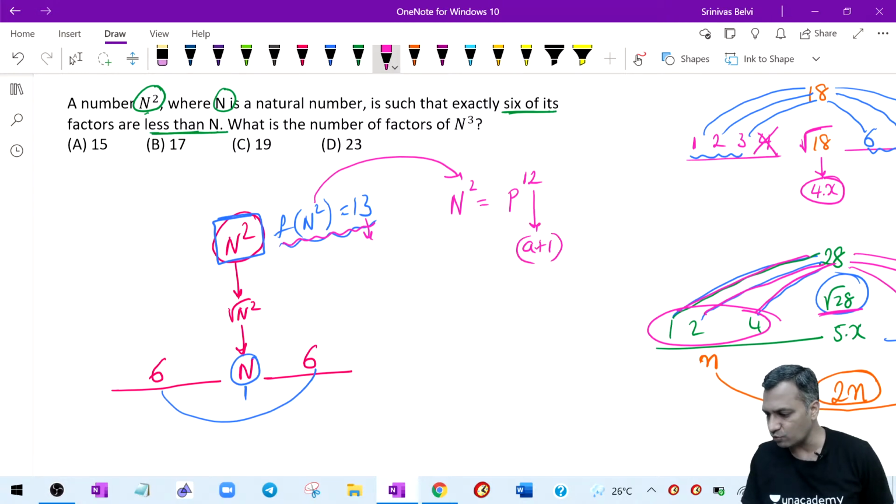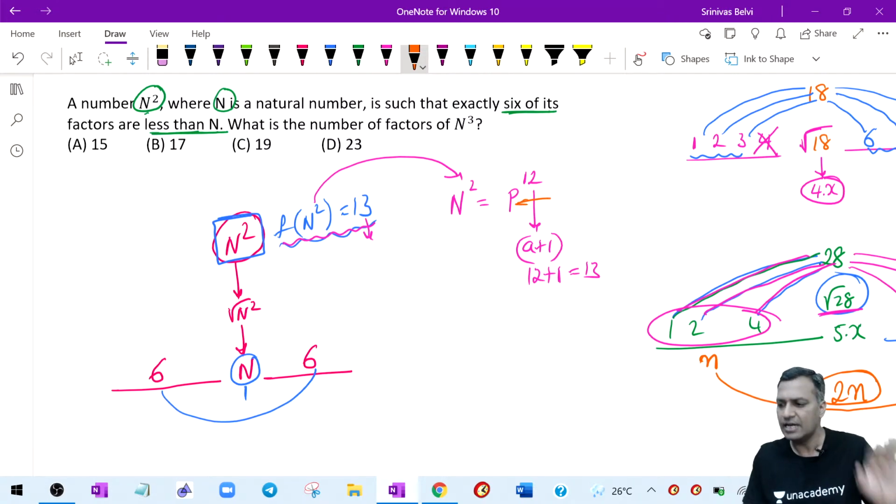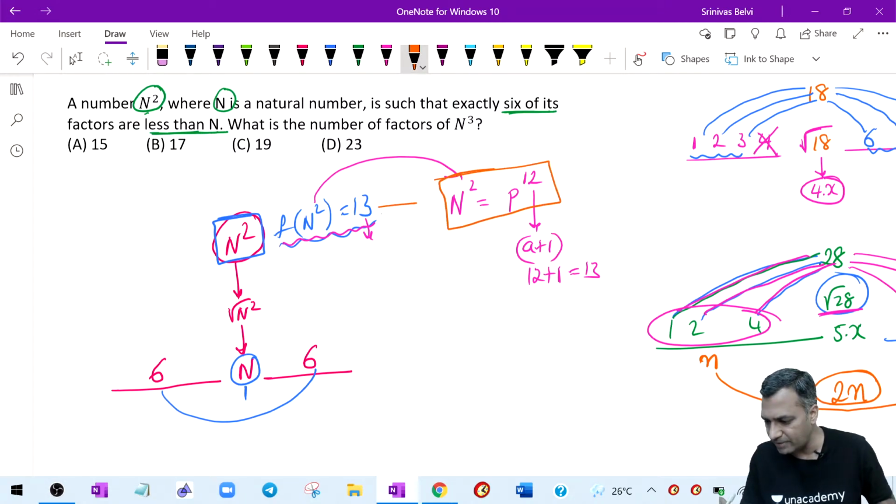It would have 12 plus 1 factors, which is equal to 13. Hence you are trying to say that n square is some prime. Which prime is this? Is this 2? Is this 3? Is this 5? I have no idea. It is a prime number, that's it. Some prime raised to power 12. If n square is equal to p raised to power 12, from here I'm deducing.